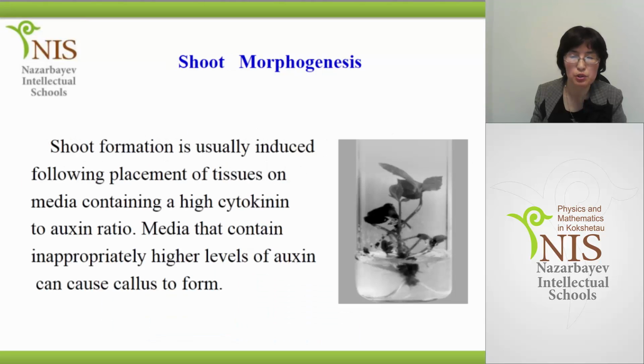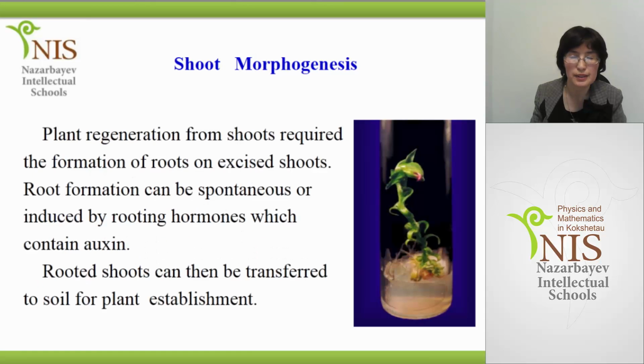Shoot formation is usually induced following placement of tissues on media containing a high cytokinin to auxin ratio. Media that contain inappropriately higher levels of auxin can cause callus to form. Plant regeneration from shoots requires the formation of roots on excised shoots. Root formation can be spontaneous or induced by rooting hormones which contain auxin. Rooted shoots can then be transferred to soil for plant establishment.